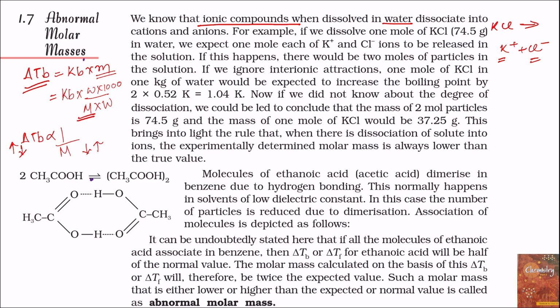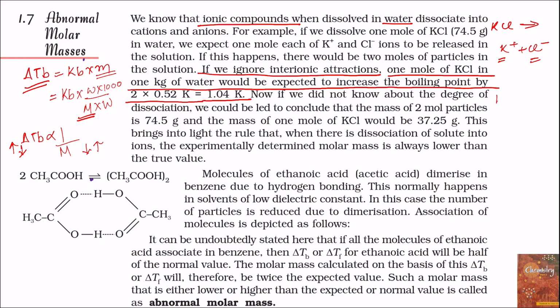potassium ion and 1 mole of chloride ion. 1 mole of KCl gives 2 moles of particles. So, undissociated KCl is only 1 particle, but when it dissociates, it gives 1 mole of potassium ion and 1 mole of chloride ion. So, the total number of particles becomes 2. So, if we ignore interionic interactions, 1 mole of KCl in 1 kg of water would be expected to increase the boiling point by 2 into 0.52, which is equal to 1.04 Kelvin.